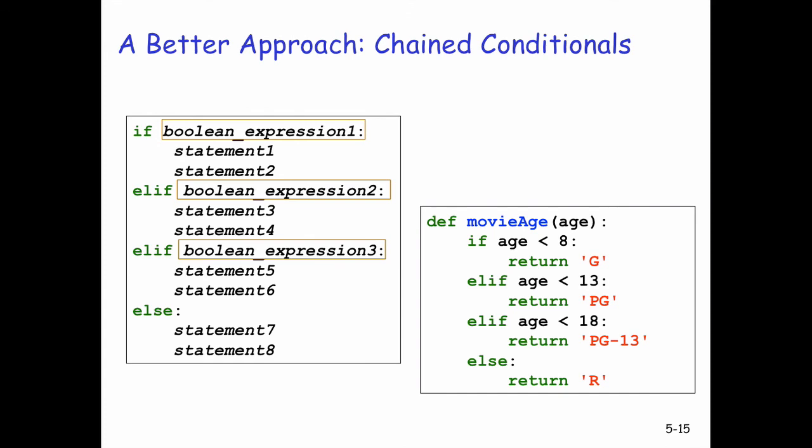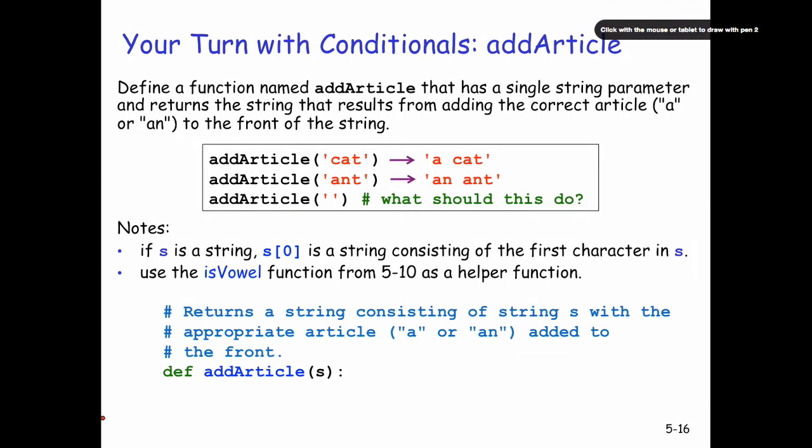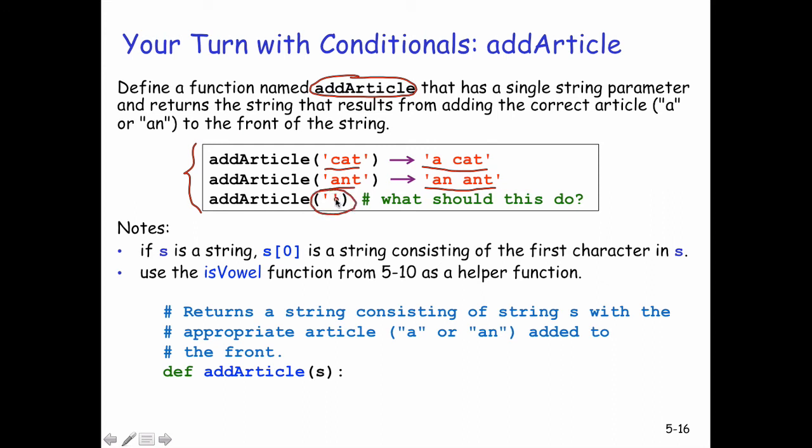Okay, now we're going to ask you to get some practice with using if statements by defining some functions that require using if statements in their body. We'll ask you to define two such functions. The first is addArticle, and what this function does is it takes a string, presumably a noun, and it adds the correct article in front of that string. So for cat, it should add a before cat, and for ant, it should add an before ant. And if it's not a noun, it doesn't make sense, but ignore that for now.